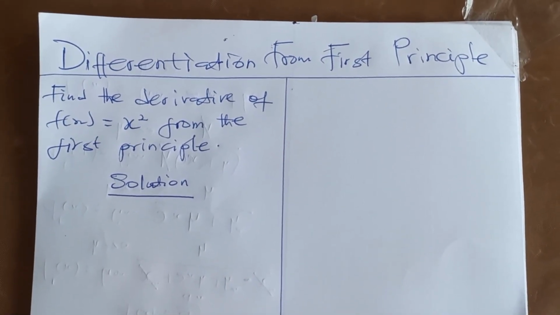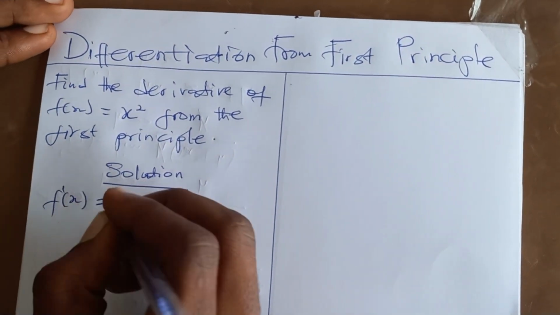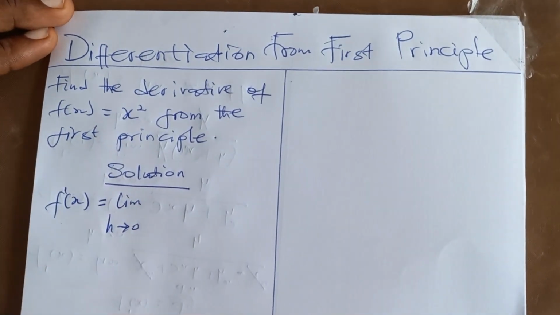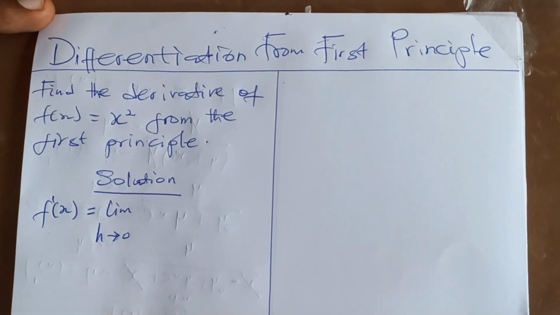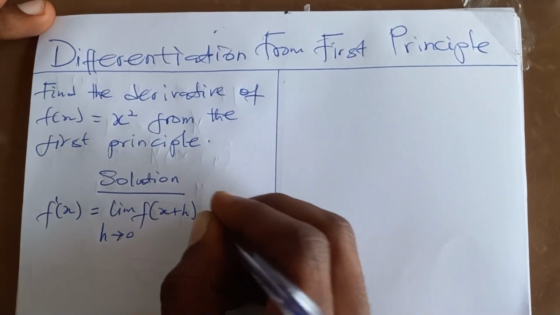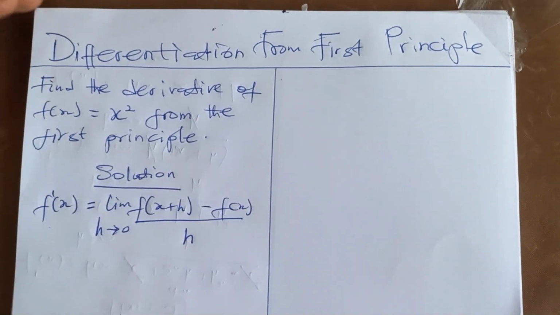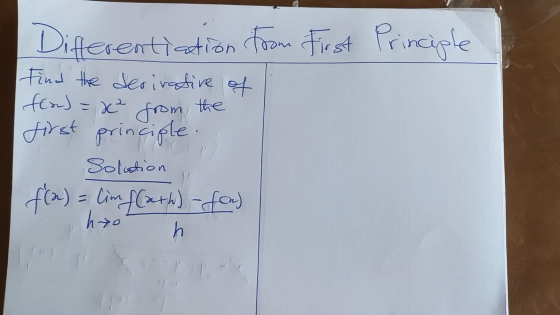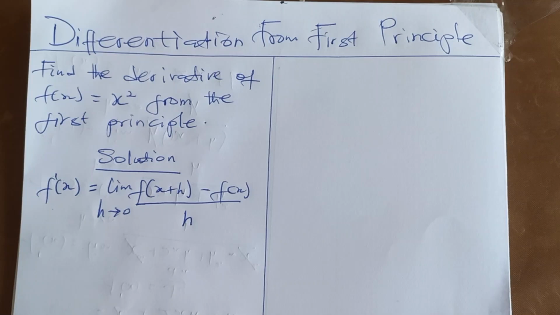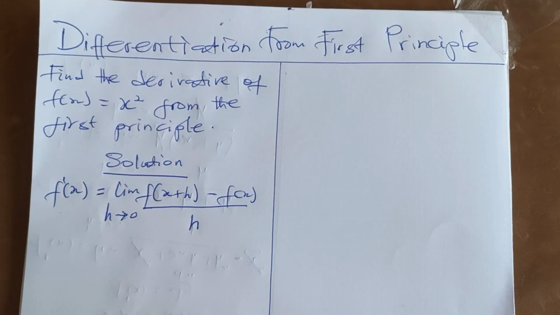And the first principle states that f prime of x is equal to the limit as h approaches 0 of f of x plus h minus f of x all over h. So this is the definition. Good. You can see that we are having f of x plus h and f of x over h. So the limit as h approaches 0.